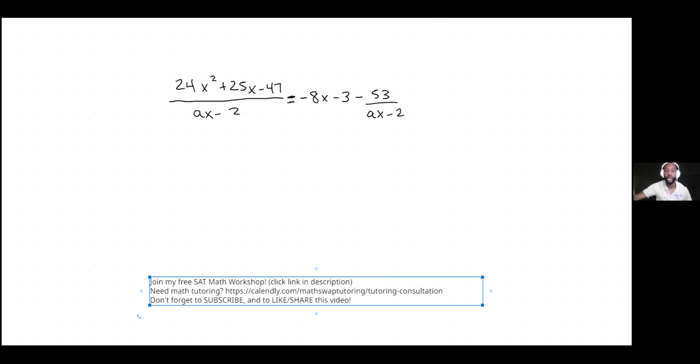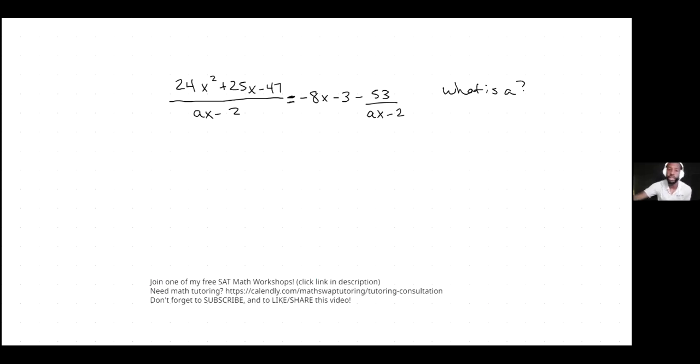24x squared plus 25x minus 47 over ax minus 2 is equal to negative 8x minus 3 minus 53 over ax minus 2. And the question is, what is A? Now, of course, the SAT problem would have some answer choices, but I just left those out here. Just want to solve this.